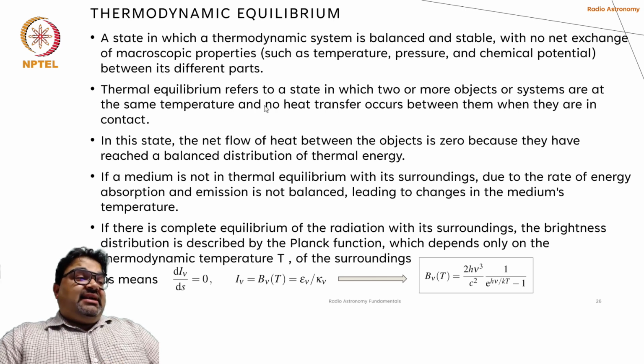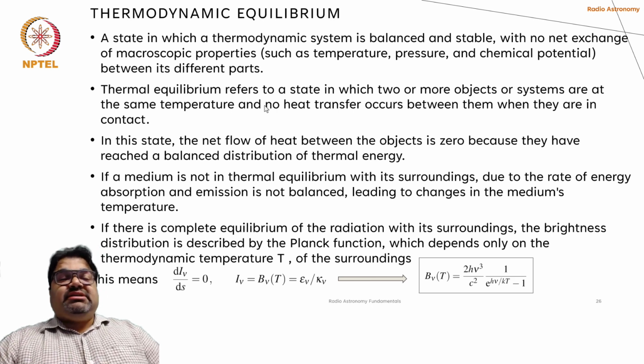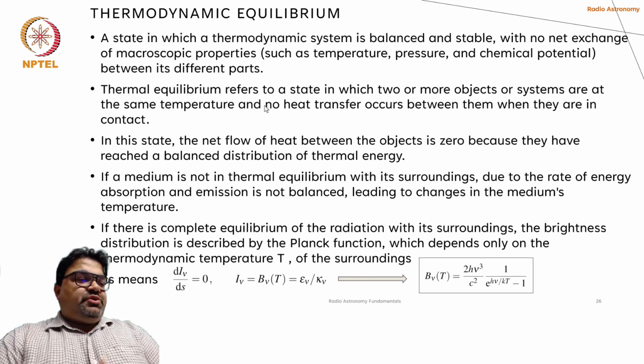In this state, the net flow of heat between the objects is zero because they have reached a balanced distribution of thermal energy. If a medium is not in thermal equilibrium with its surroundings, the rate of energy absorption and emission is not balanced, leading to changes in the medium's temperature. Of course, if you have thermodynamic or thermal equilibrium, then there is no heat exchange with the surroundings. If not, there will be some exchanges happening one way or the other. If there is complete equilibrium of the radiation with its surroundings, the brightness distribution is described by the Planck function.